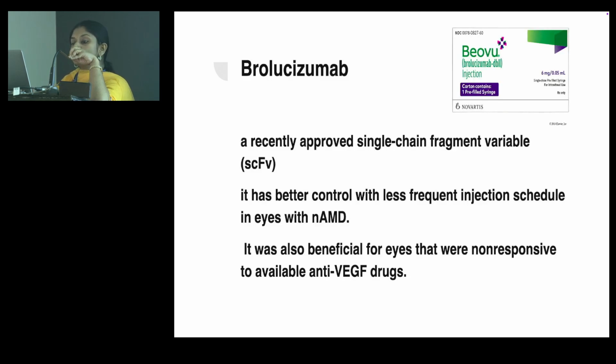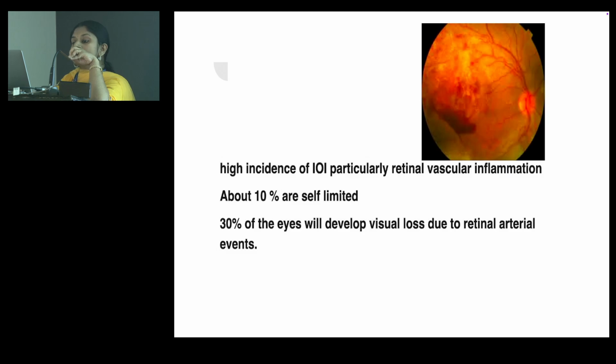And coming to brolucizumab, it is a recently approved single chain fragment variable. It has better control with less frequent injections. It was also beneficial for eyes that were non-responsive to other treatment. But there is a high incidence of intraocular inflammation, particularly retinal vascular inflammation. About 10% of this inflammation is self-limited, but 30% of the eyes receiving this injection can develop visual loss due to retinal arterial events. So brolucizumab injection should always be done with caution.